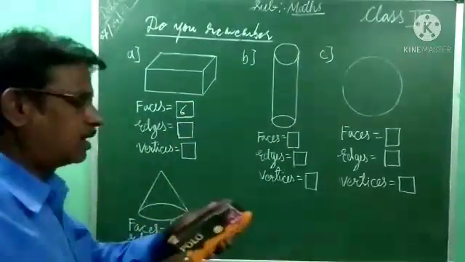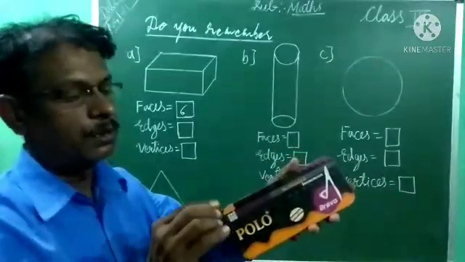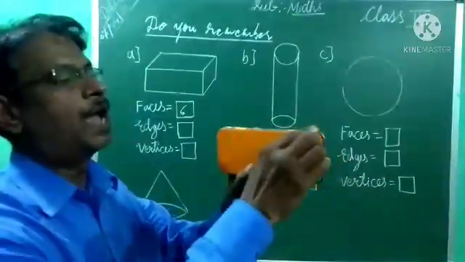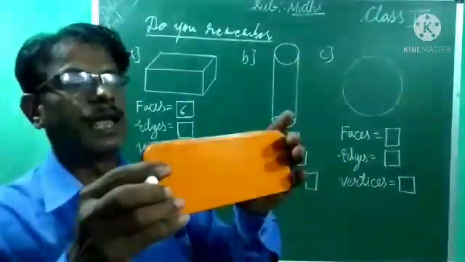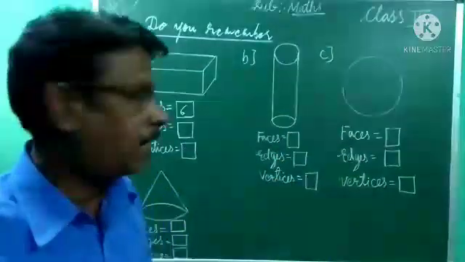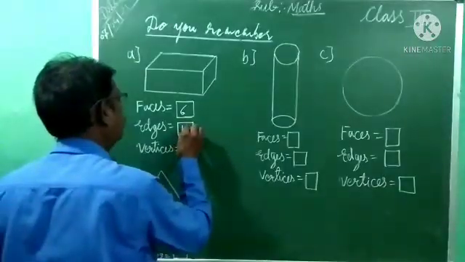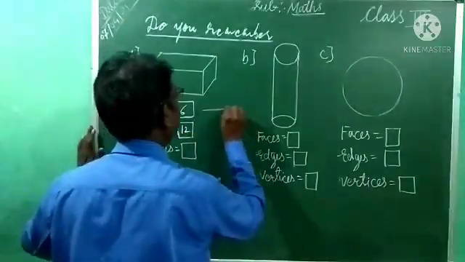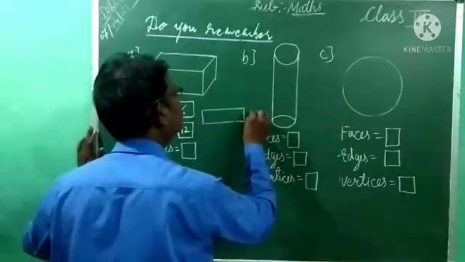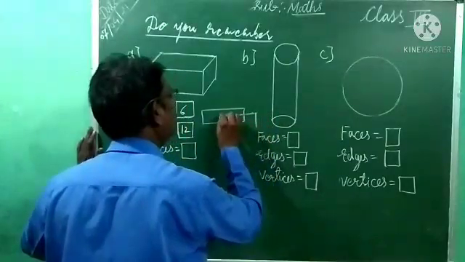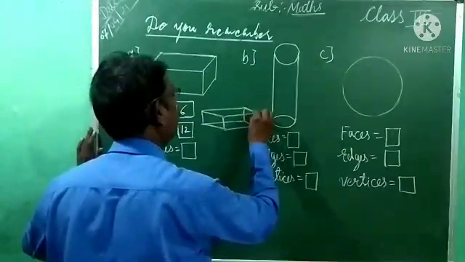Okay, and edges. Now here total edges means sides: 1, 2, 3, 4 on the front side, back side also 5, 6, 7, 8, 9, 10, 11, 12. Total edges we are getting here 12. And vertices here we are getting, for example, this is a cuboid. Now I will explain how many faces, how many edges and how many vertices we are getting.